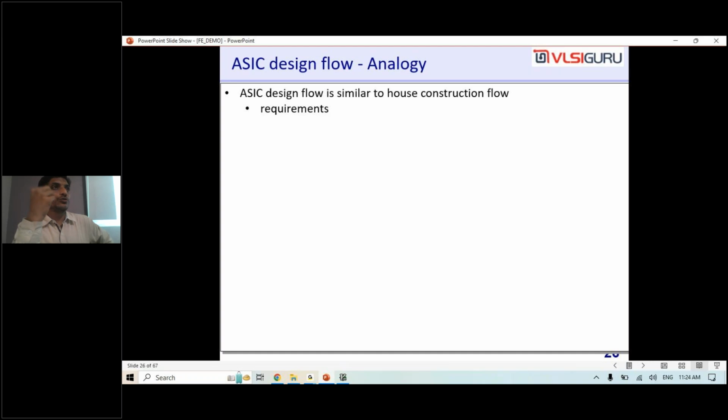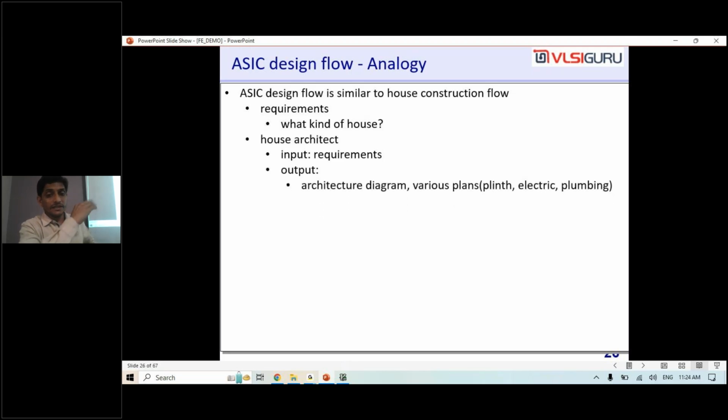With requirements, whom will you go to? Architect, right? What will the architect ask you? What are your requirements? Then what will he give you? The entire thing. Architecture, the various plans he will give you. Electric plan, plumbing plan, plinth, everything he will give you, right?